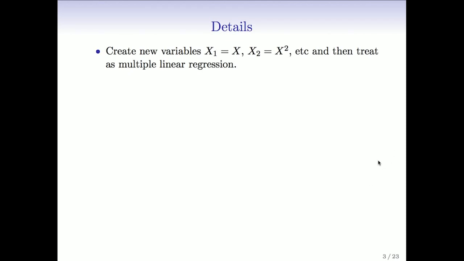So in detail, with polynomial regression, what you do is you create new variables. And in this case, they're just transformations of the original variable. So we make x1 the original x, x2 is x squared, and so on. And then just treat the problem as a multiple linear regression model with these new derived variables.